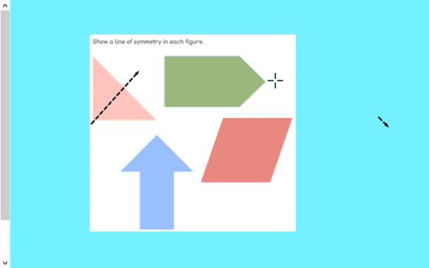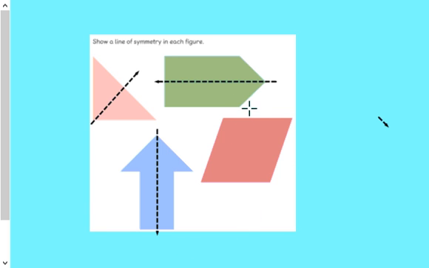This one up here is a horizontal line of symmetry, but you can see that if I folded that across, it would fold exactly onto the shape there. The arrow down here only has one line of symmetry. It comes down there. If I was to fold this across over the dotted line, it would land exactly on this side. Now the trickiest one is this one here.